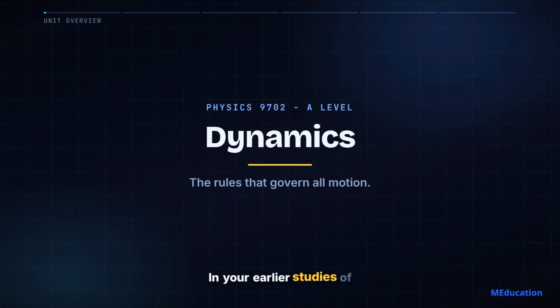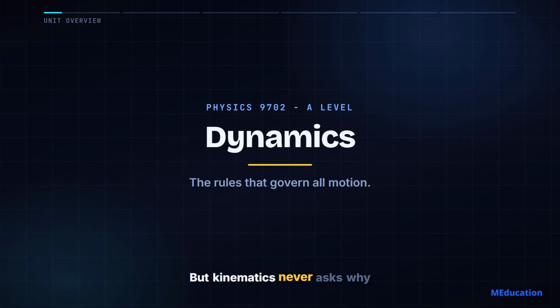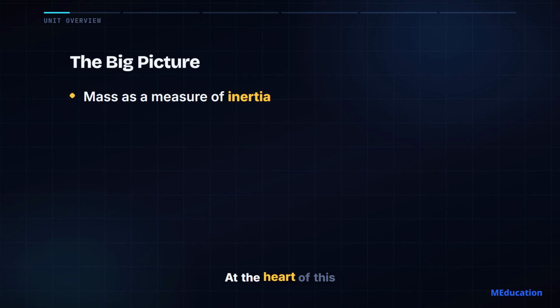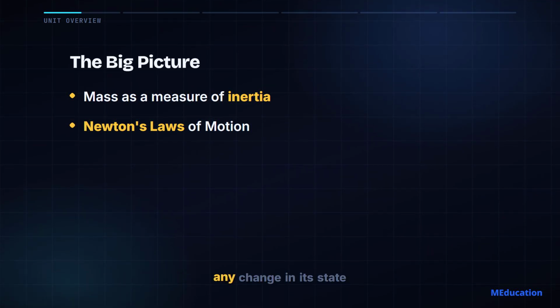In your earlier studies of kinematics, you learned how to describe motion using displacement, velocity, and acceleration. But kinematics never asks why things move. Dynamics is the why. At the heart of this unit is mass, acting as a measure of inertia, an object's natural resistance to any change in its state of motion.